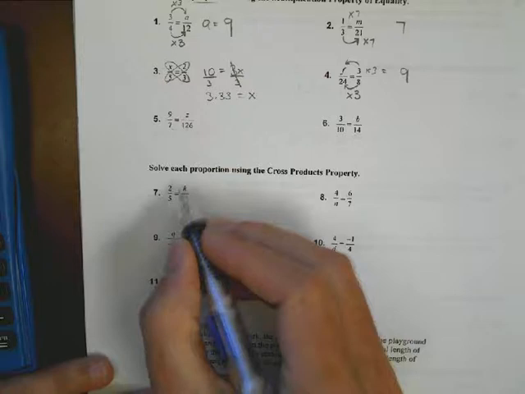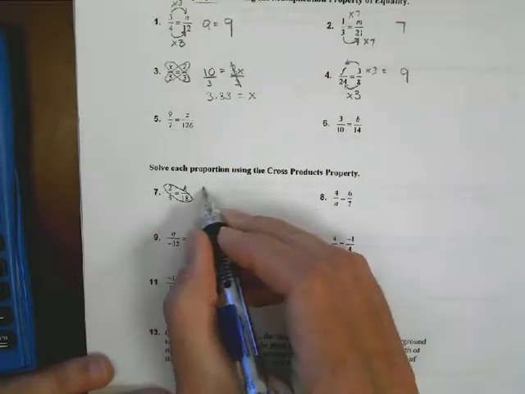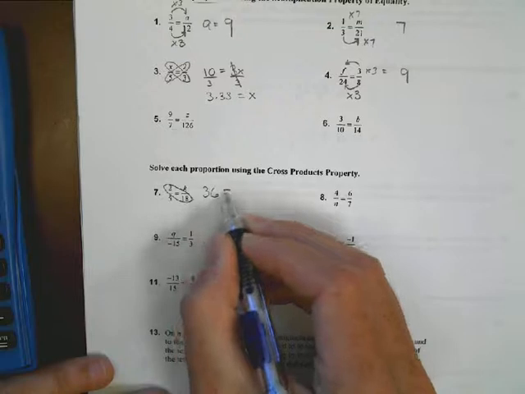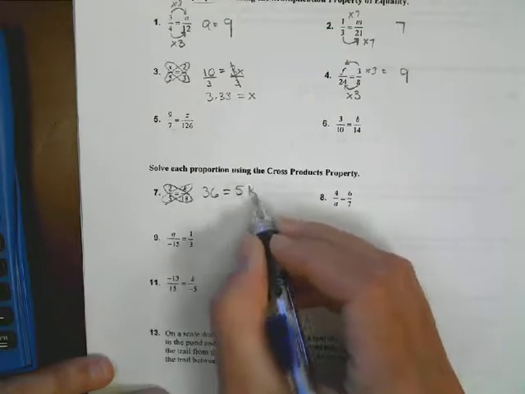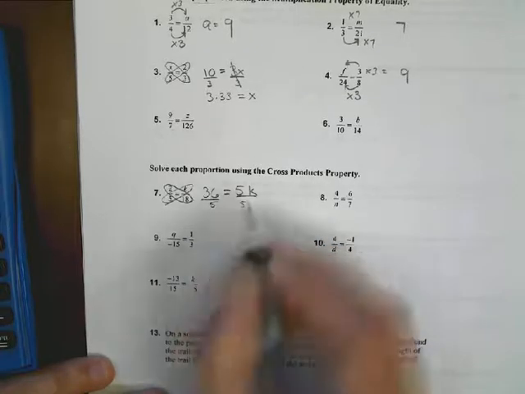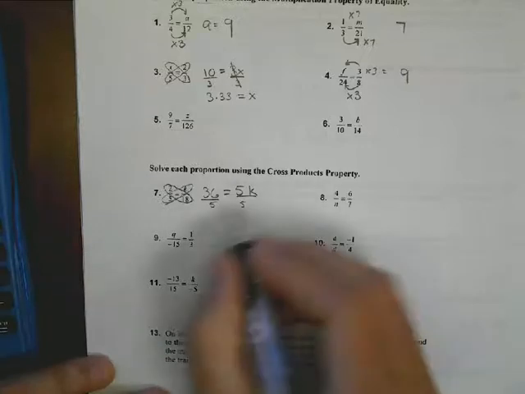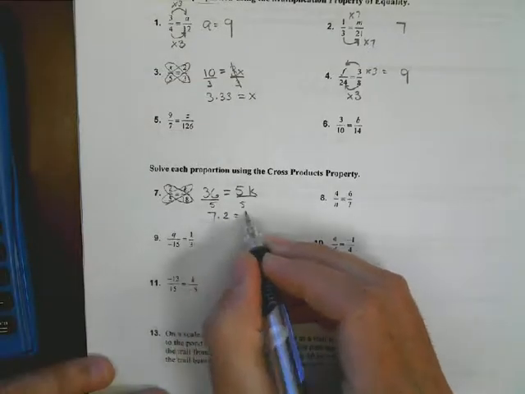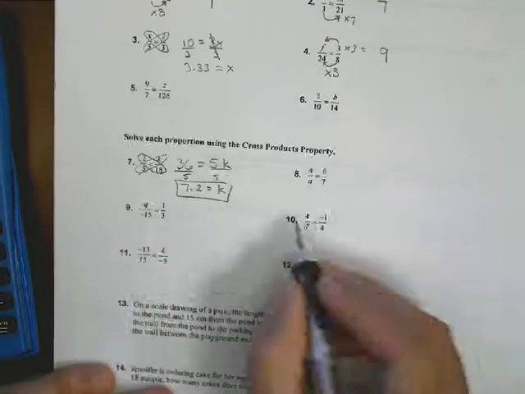So let's take a look at number 7. Number 7, I cross multiply. 18 times 2 is 36. And that's going to equal this part, which is 5k. Now to get the k by itself, I'll divide both sides by 5. And I have 36 divided by 5, which equals 7.2 is what the value of k would be for the top part of that.